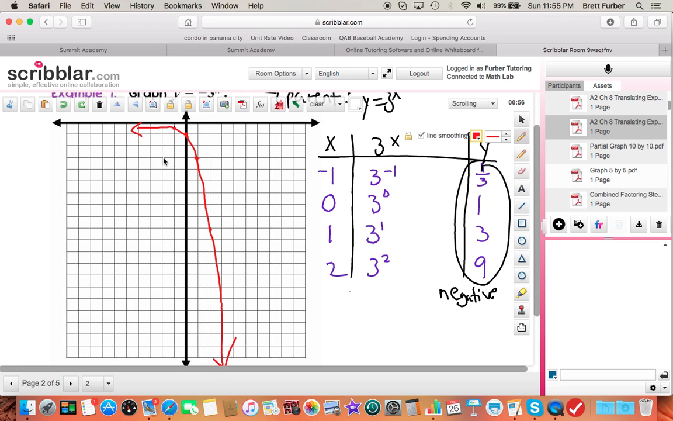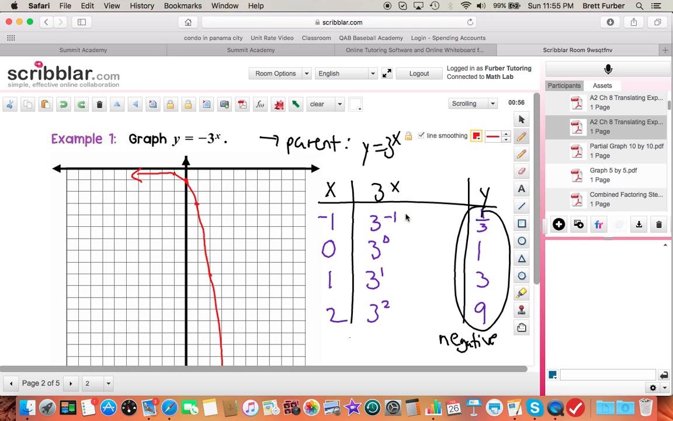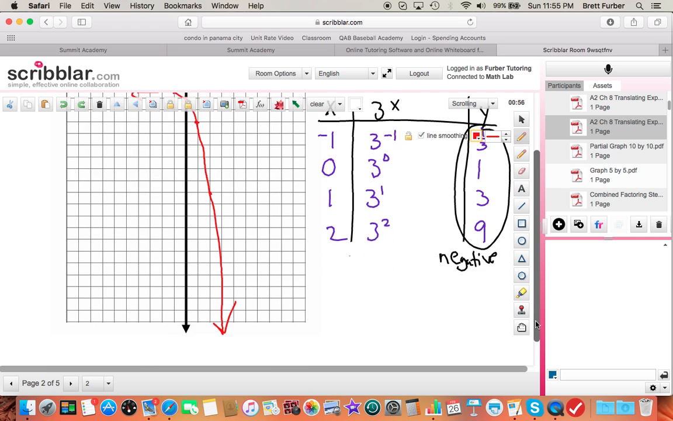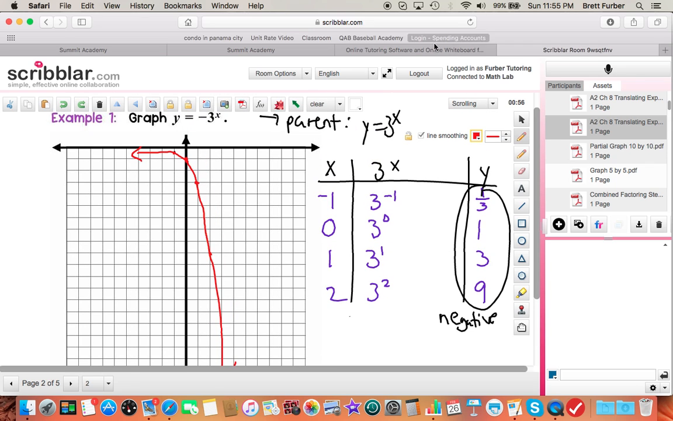And that gives you a general sketch of what it would look like. Essentially, I took the points in my parent function, and all I did was make the y value negative, and that made it flip below the x-axis. Okay. I'm going to pause the video, and then I'll come back and do the two other examples in a moment.